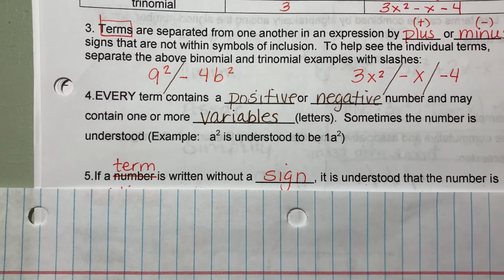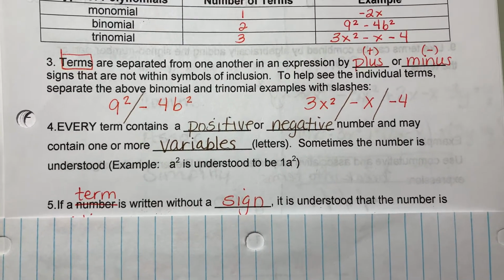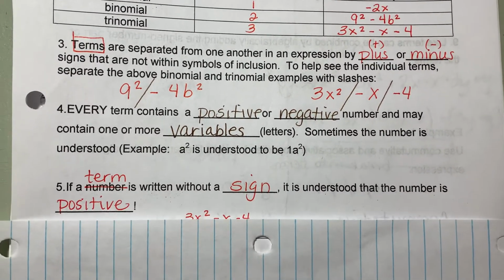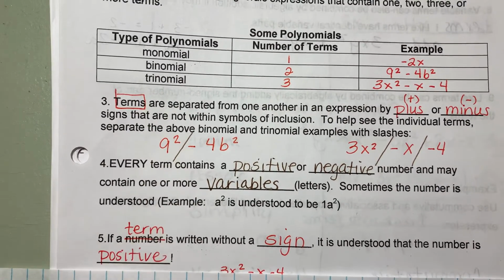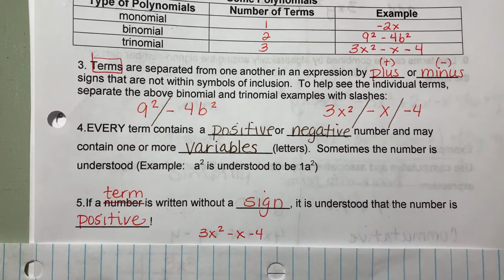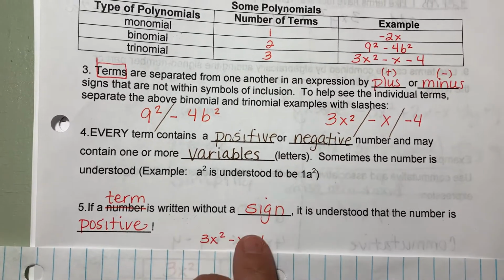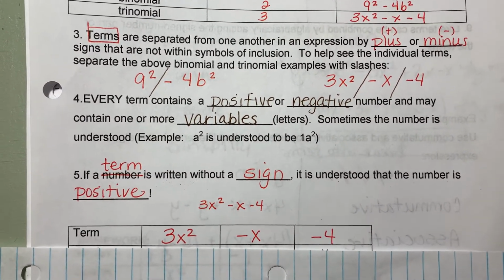Sorry, I made a typo there. If a term is written without a sign, it's understood that the number is positive. Like this one up here, 9a squared, it's understood that that's a positive number. It's not negative. We're going to use that example from up above right here again. Here it is, and there's our terms.